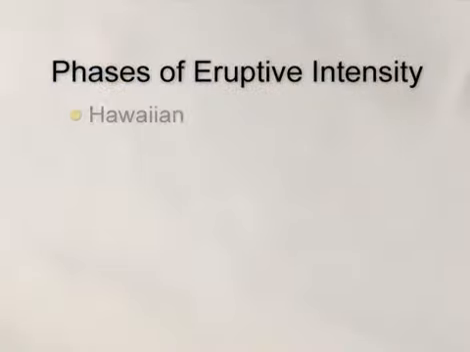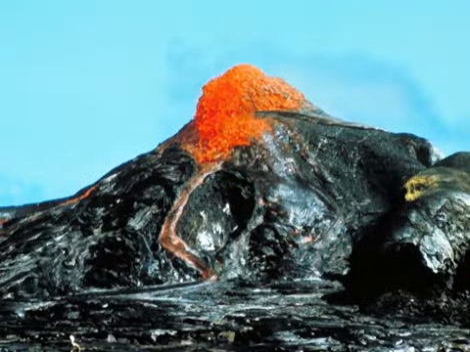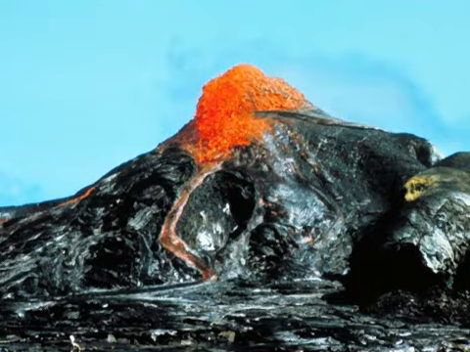The first phase is called the Hawaiian phase. Now, the Hawaiian phase is described as nothing but the quiet evolution of lava. The name obviously comes from the eruptions on the big island of Hawaii. And again, if you go there, that's what you will see. You'll see the eruptions of basaltic magmas coming to the surface and becoming lavas.